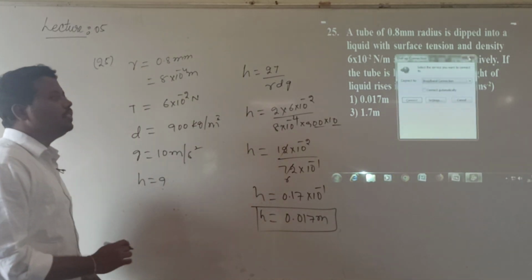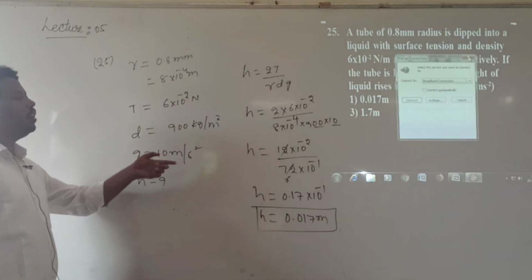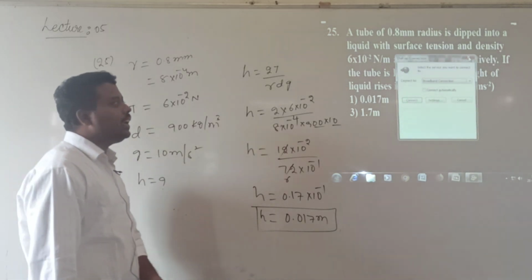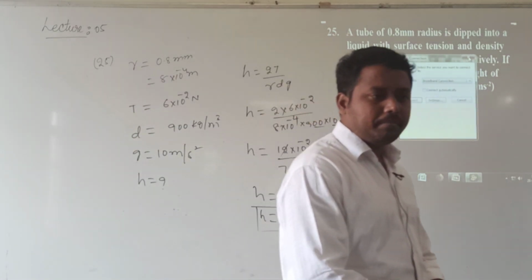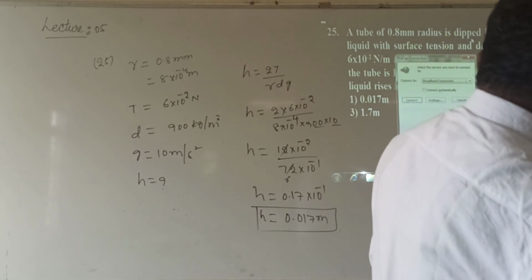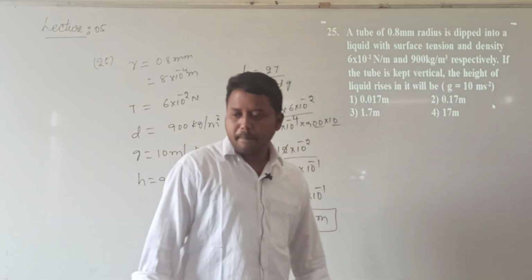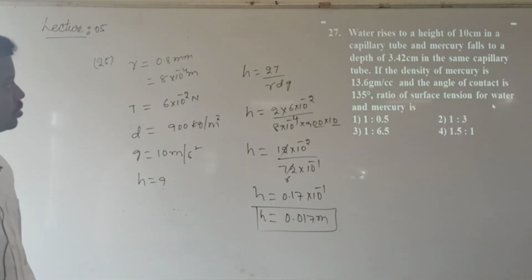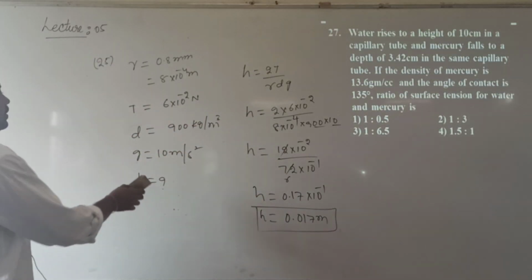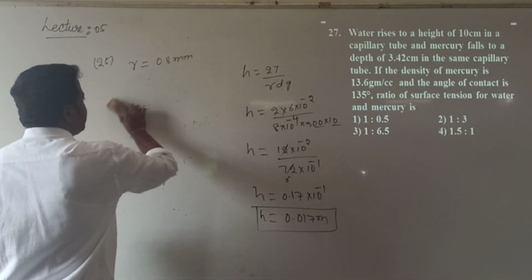So what is this H? H is the rise of the liquid column. Liquid column raised in a capillary tube. So okay. Next question. So that is question number 27. Important question.